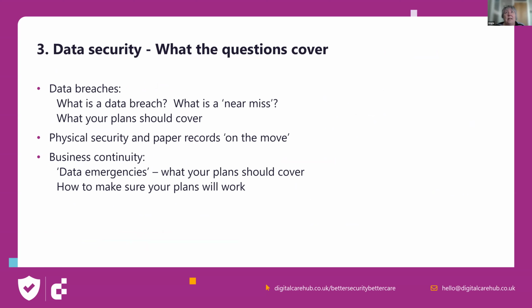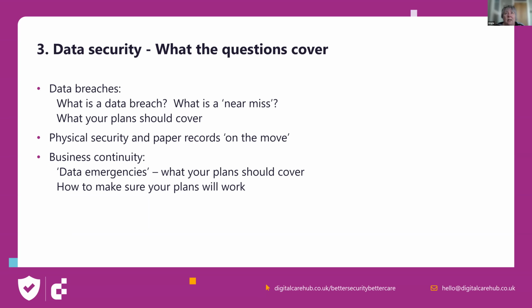Okay, so we're going to look at data security and what the questions cover on this. There's three main areas, and 8 questions in total. First one, data breaches. It asks, does your organisation have a system in place to report data breaches? The other 3 questions on data breaches are about what you did if you had a data breach, and if you haven't had one, then you can answer not applicable.